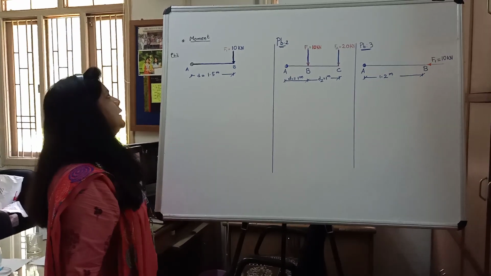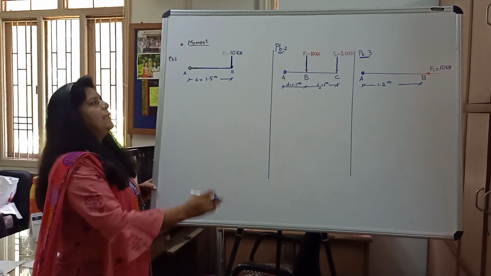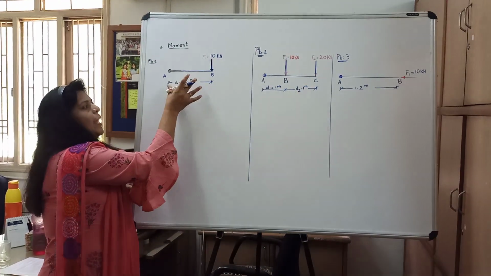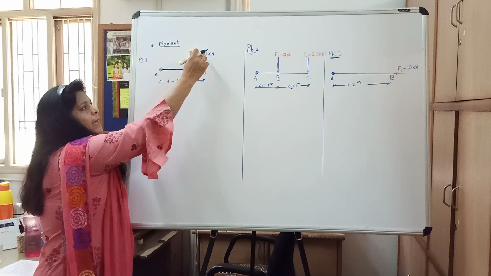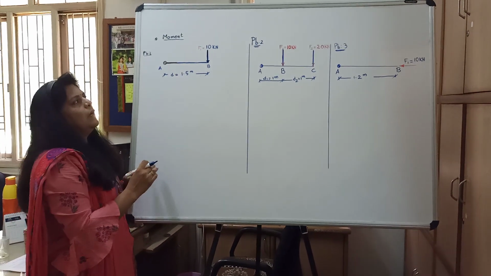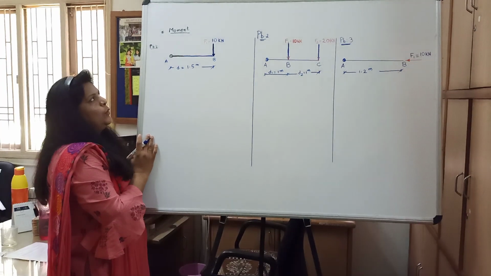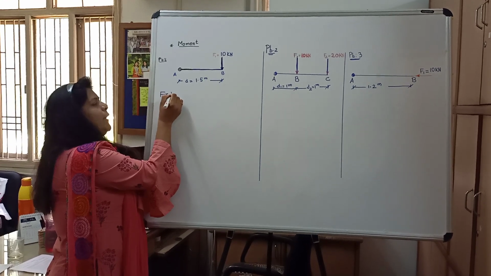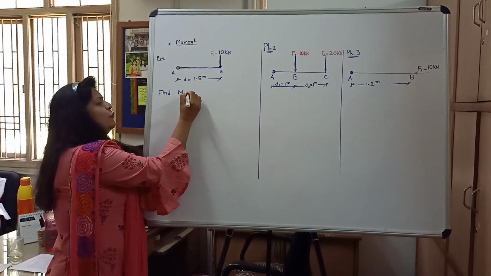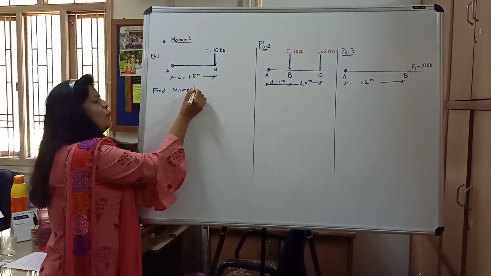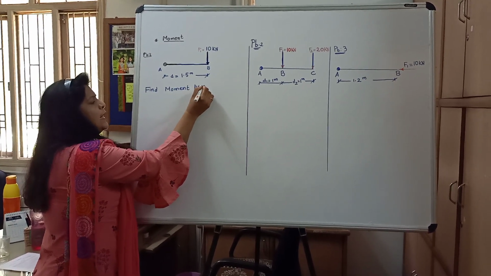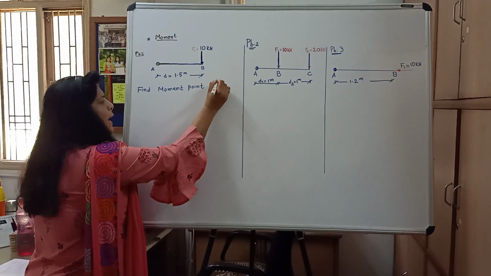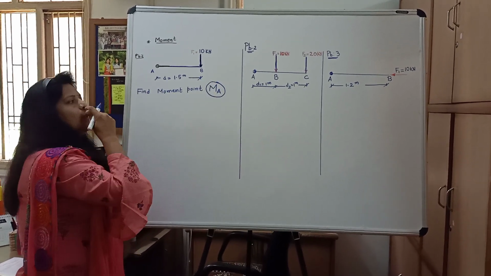So to start with, first is problem number 1. We can see there is a frame or a rod AB of length 1.5 meters, and at the free end, that is point B, there is a force of 10 kilonewton acting. We have to find the moment about point A, which we can represent as MA. Now we have to calculate MA.